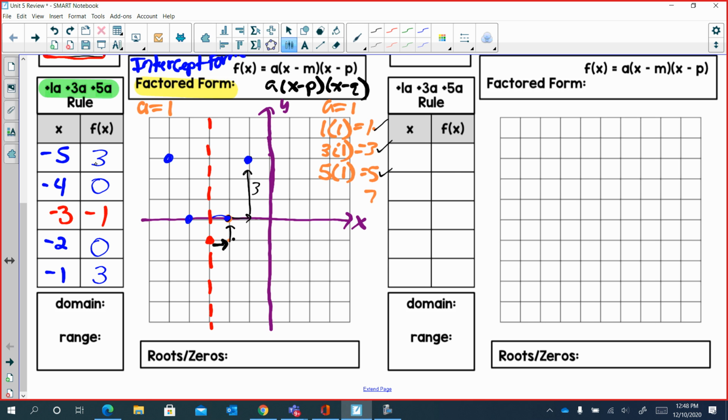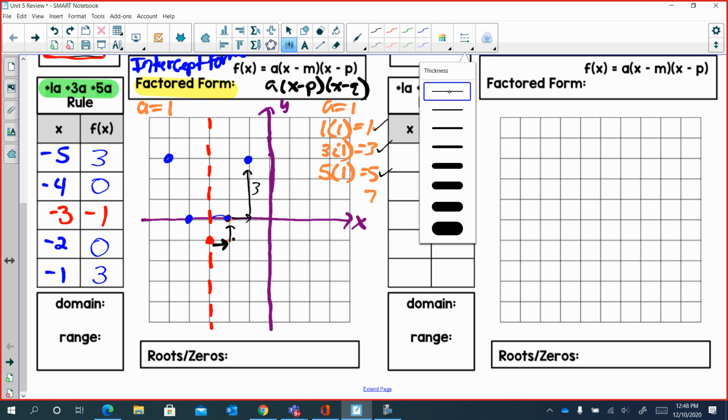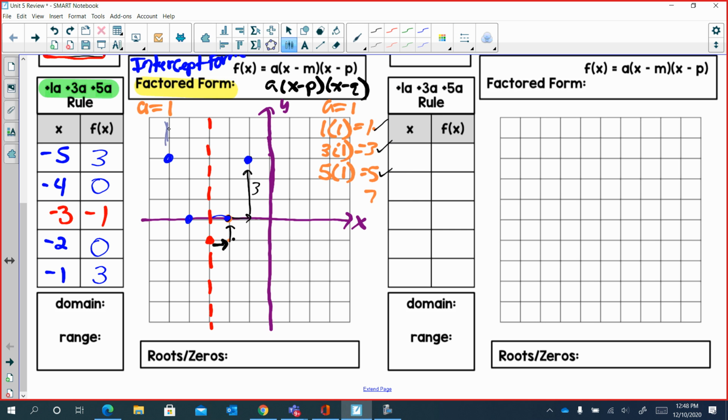You're not really paying attention. No, you're not. You're just copying. So you need to sketch. This is horrible. Here we go.